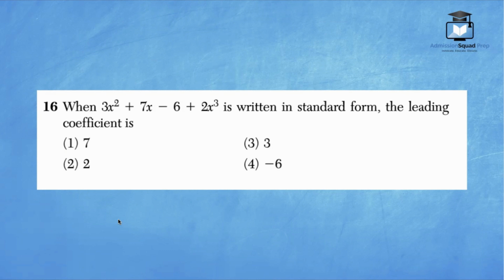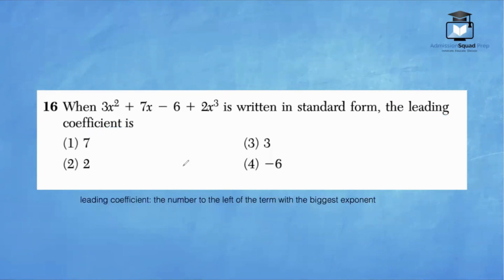When 3x squared plus 7x minus 6 plus 2x cubed is written in standard form, the leading coefficient is... Let's talk about what is a leading coefficient. The leading coefficient is the number to the left of the term with the biggest exponent. So let's take a look at our polynomial. As I'm scanning through here, I notice that the term with the biggest exponent is positive 2x cubed. So what's the number to the left? It's positive 2. That's going to be our leading coefficient.